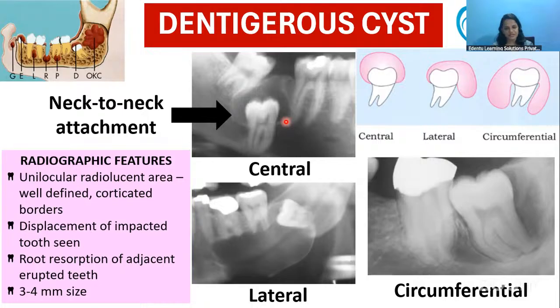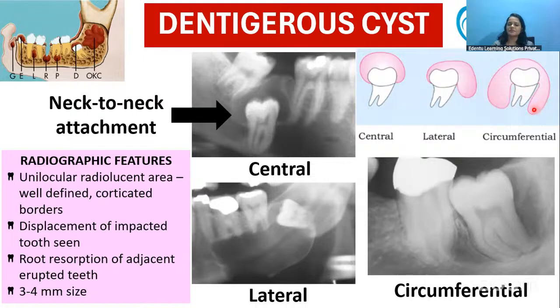It can be of three types. We have the central type like this, then we have the lateral type like this, and we have the circumferential type like this. One thing that you can notice in these three types is that the attachment is always at the cemento-enamel junction. For lateral also, it is extending towards one side, but see the attachment here. The attachment is always at the cemento-enamel junction. It is not changing. So that is called neck-to-neck attachment.